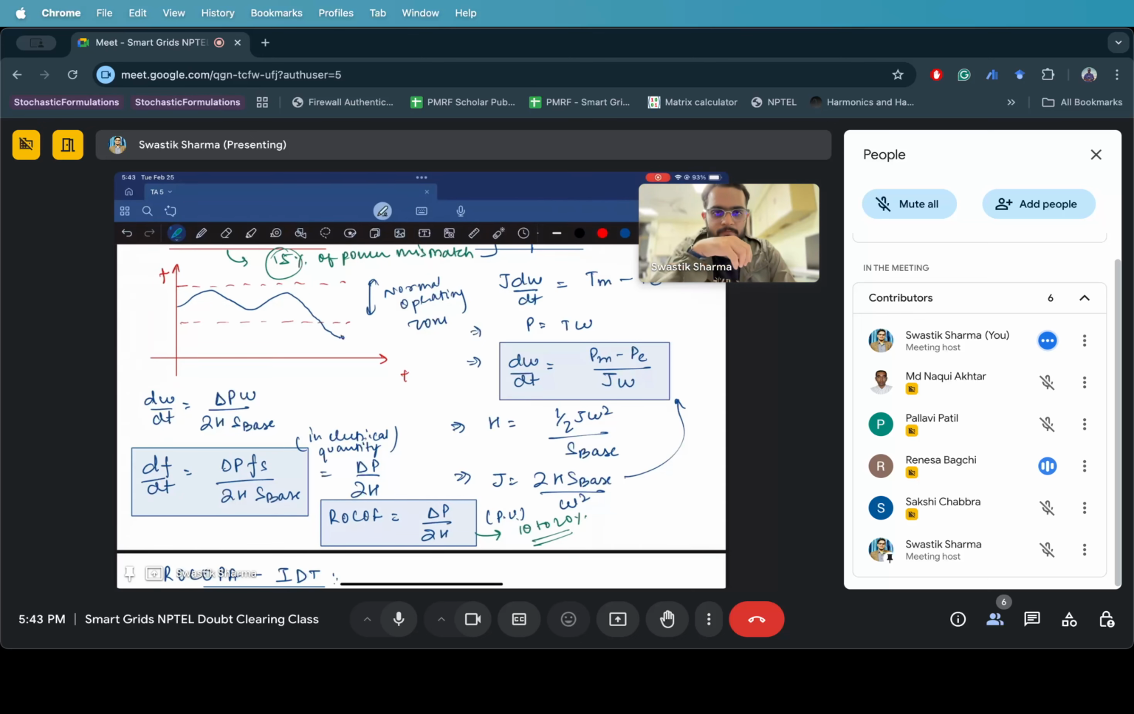So what will be the situation when there is more solar penetration? I mean, do we need to have any good inverter for that? Okay, I'll tell you.